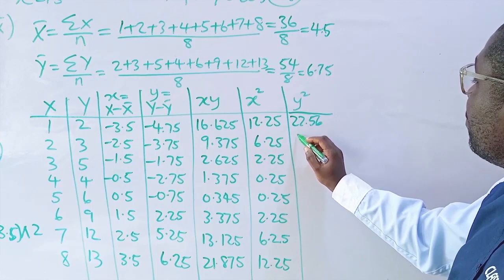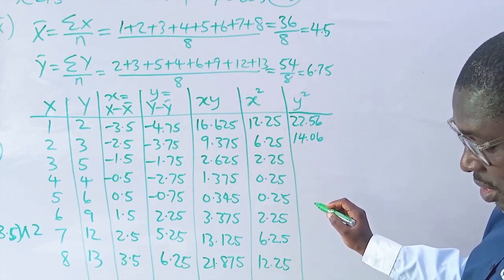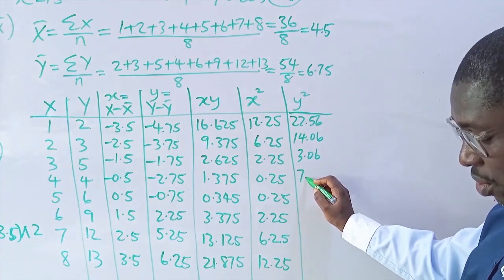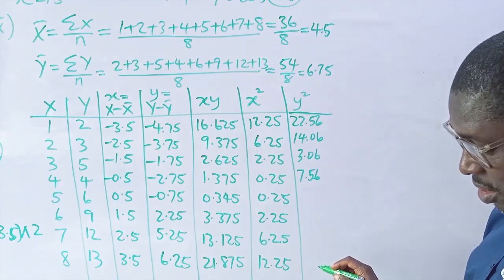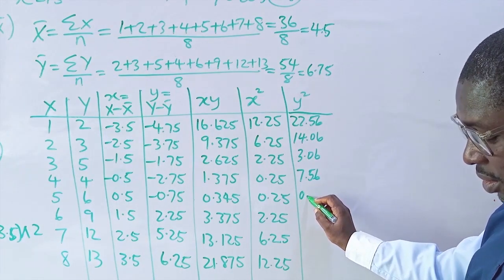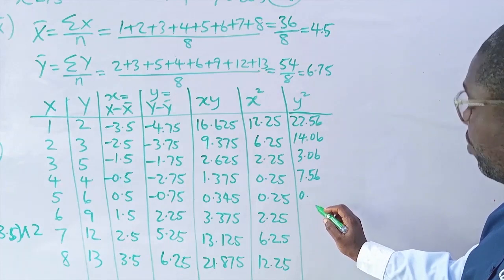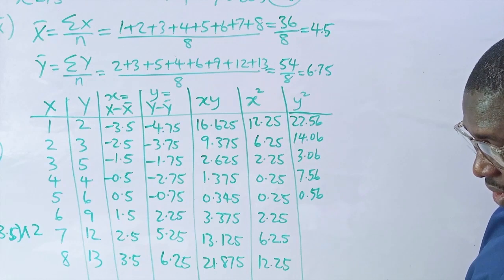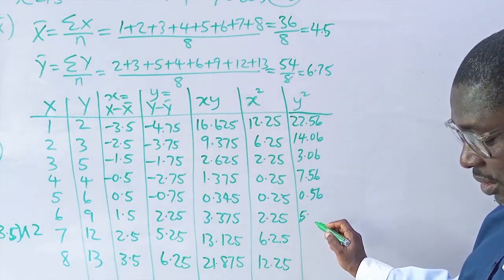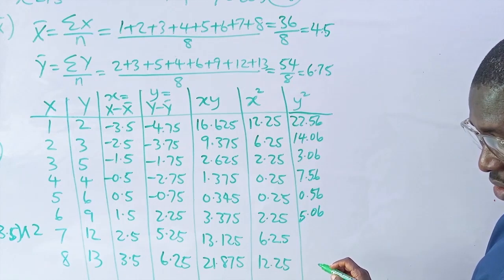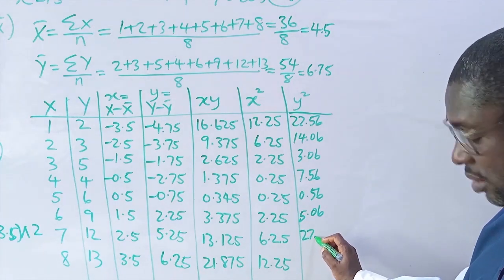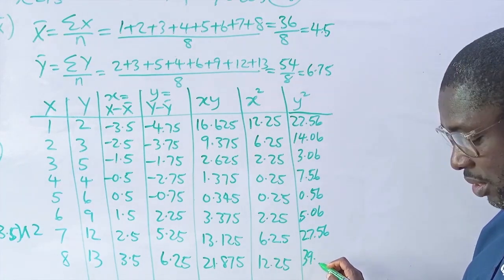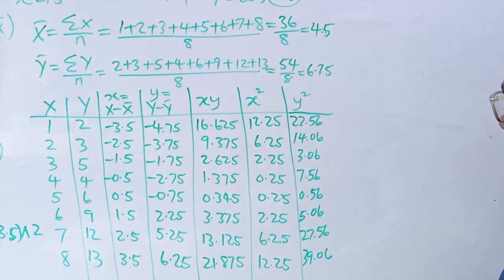So the next one is 14.06. The next one is 3.06. The next one is 7.56. The next one is 0.56. Okay, I trust you are following me wherever you are. Do it very quickly. The next one is 5.56. 0.06. The next one is 27.56, and then we have 39.06. That's what we have.